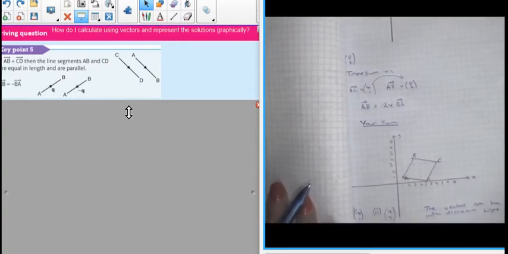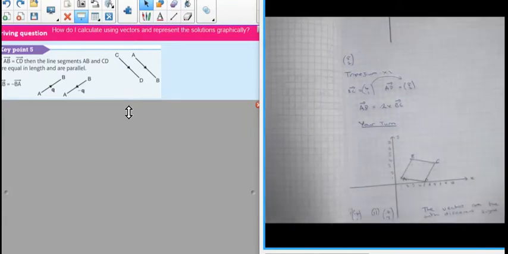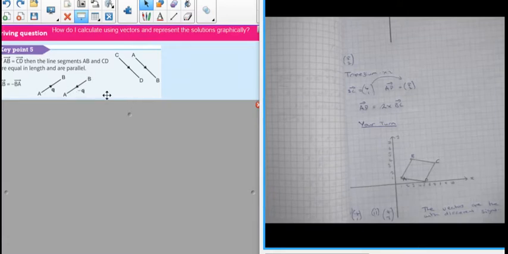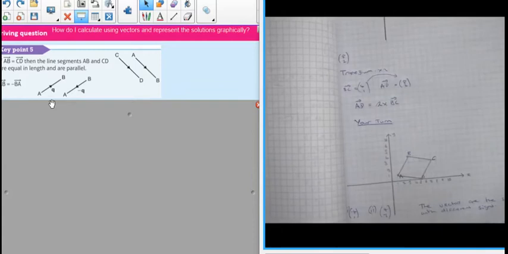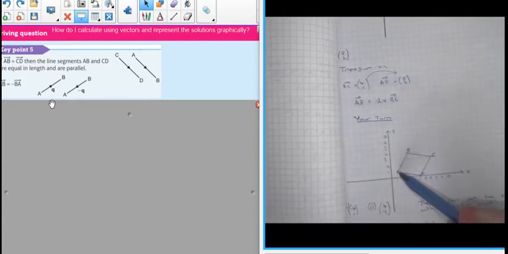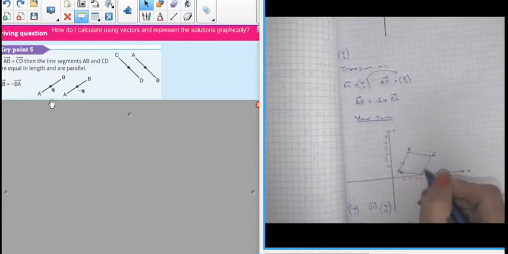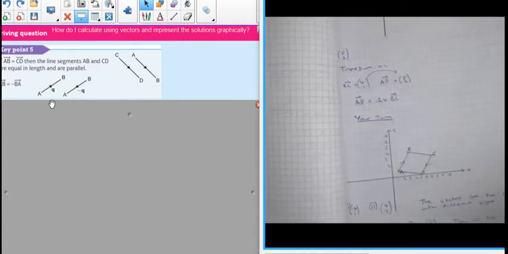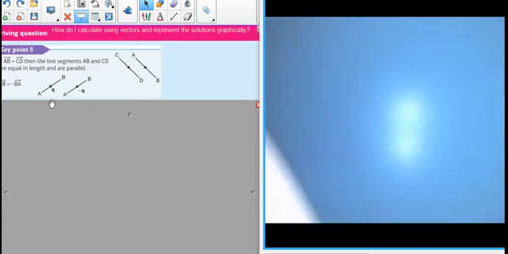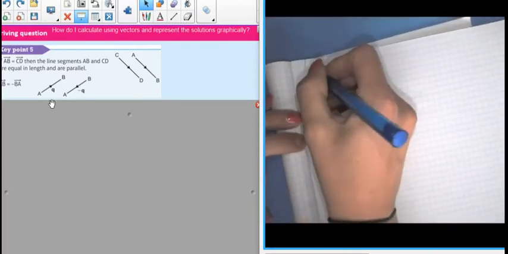AB is equal to negative BA. So if you look at this diagram here, they're exactly the same length, but they're going in different directions. So that would be the equivalent to this question to AB and CD, the same length but different directions. Right, let's go through an example.